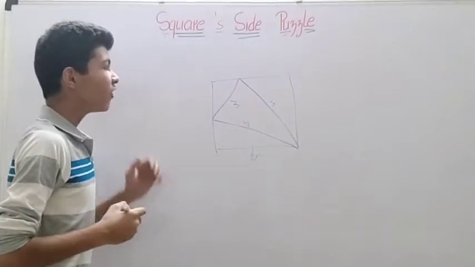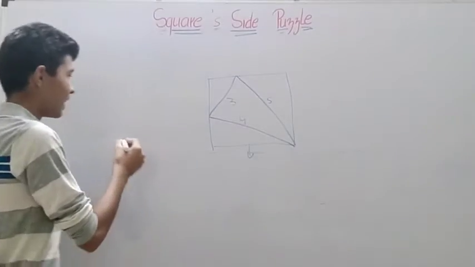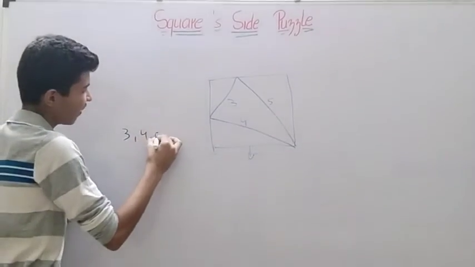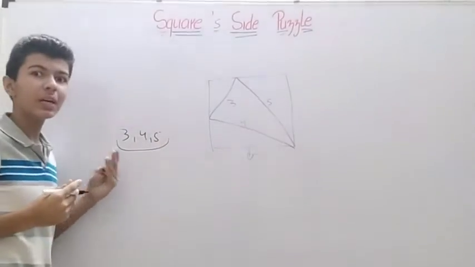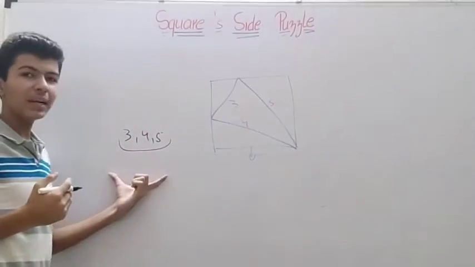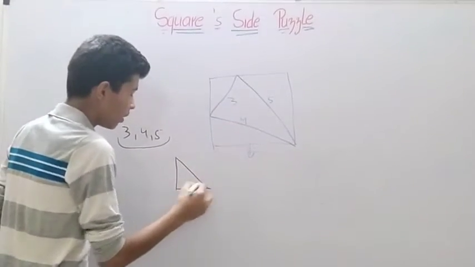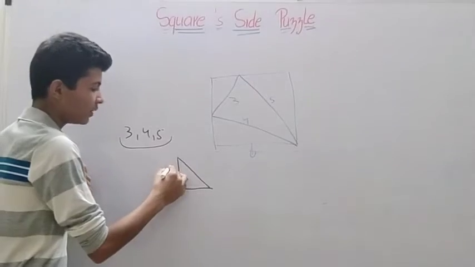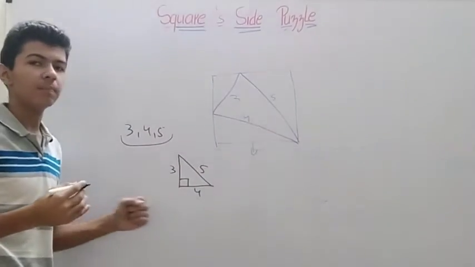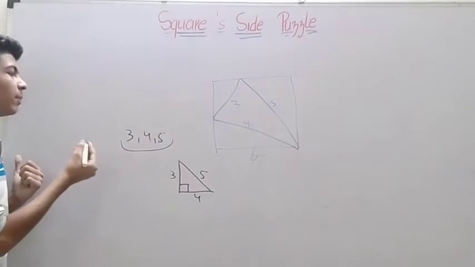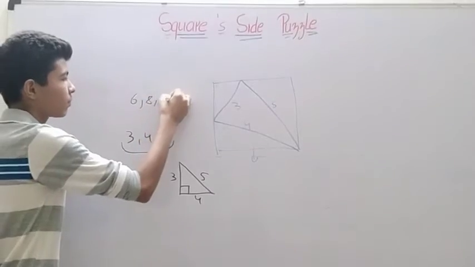First, when we see these three numbers, 3, 4 and 5, we can conclude that they are Pythagorean triplets. That means I can create a triangle with sides of these measures and this would always form a right angle. Another example of a Pythagorean triplet would be 6, 8 and 10.